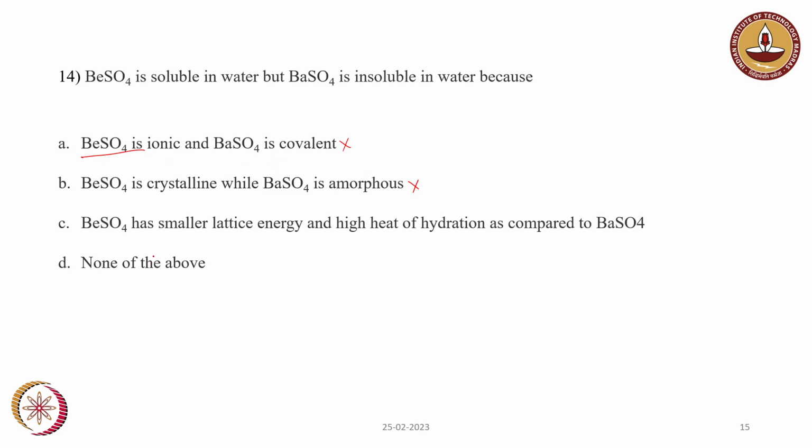And option C, beryllium sulfate has smaller lattice energy and high heat of hydration as compared to barium sulfate. Since ionic character is low for beryllium sulfate, the lattice energy is low and it will have very high heat of hydration. Low lattice energy implies it is easy to dissociate this compound. Easier to dissociate means it will be more soluble. So more soluble implies high heat of hydration. So this option is correct.